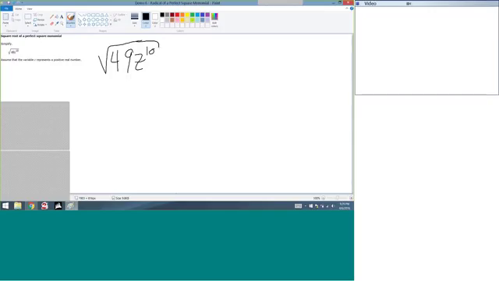But if you wanted a different way, you could do a factor tree, especially because not all of them are going to be perfect squares. This one is because the set just happens to be dealing with perfect squares.